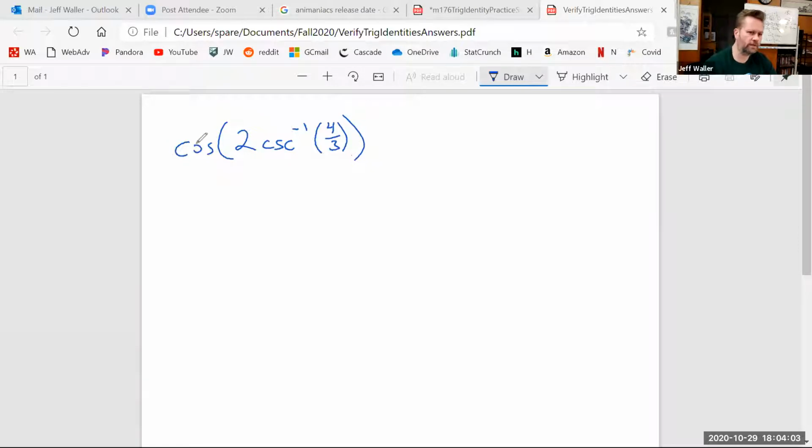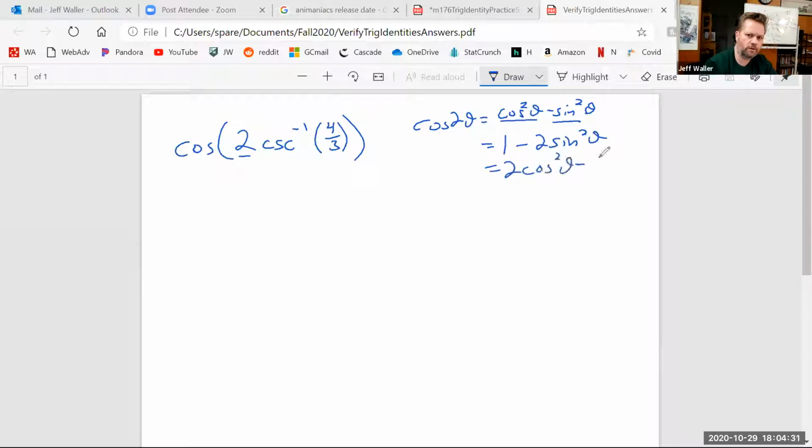So here with cosine of a double angle, you have a choice, right? So cosine of 2 theta is either cosine squared theta minus sine squared theta, or, all right, this is where I always have to start here, and then I remember what everything is. So that's 1 minus 2 sine squared theta, or it's 2 cosine squared theta minus 1. So I have a choice.